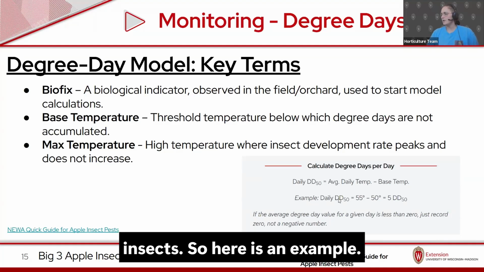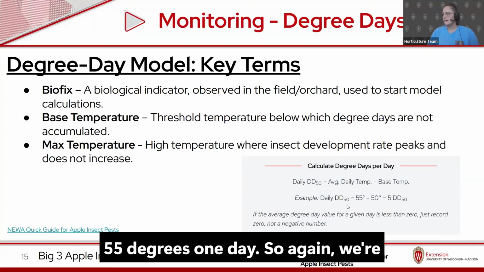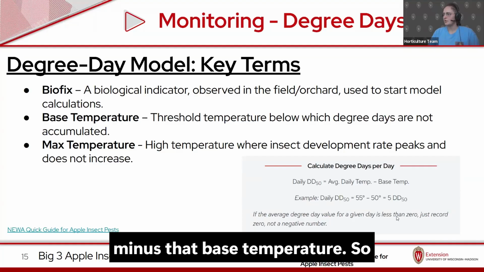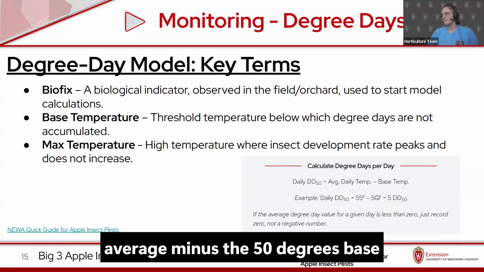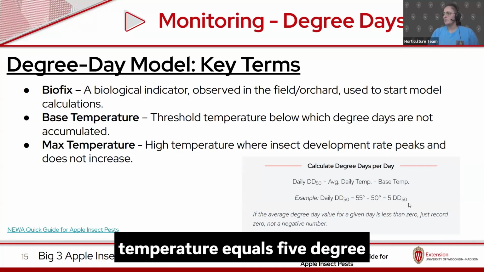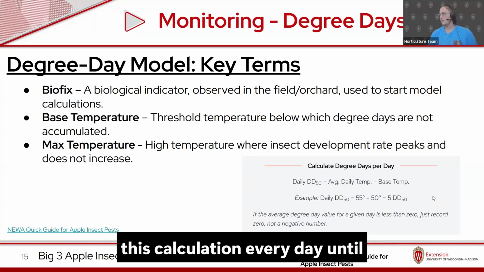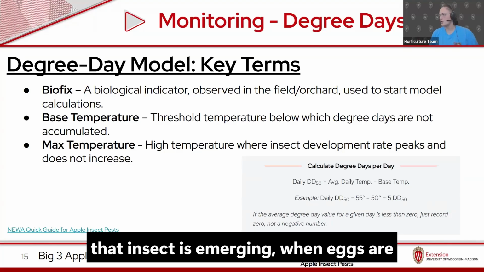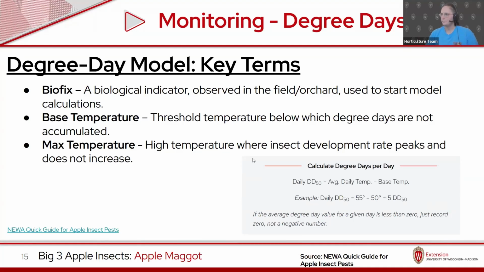So here is an example. Let's say the average temperature was 55 degrees one day. So again, we're taking that average daily temperature minus that base temperature. So 55 degrees for that average minus the 50 degrees base temperature equals 5 degree days for that single day. And then you do this calculation every day until you've hit the threshold for when that insect is emerging, when eggs are hatching, etc.